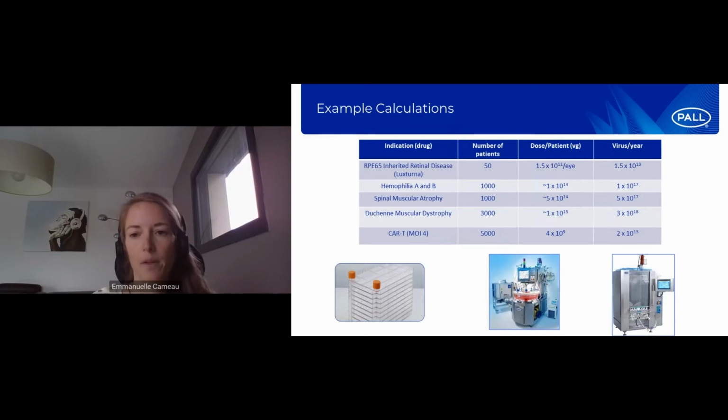These are some examples of calculations depending on the indications, the number of patients that are targeted by these indications, and the doses. And you can see here that it can very easily range from 10 to the 13 to 10 to the 18 viruses per year. So it means that really this needs to be taken into account to decide what scale should be needed.